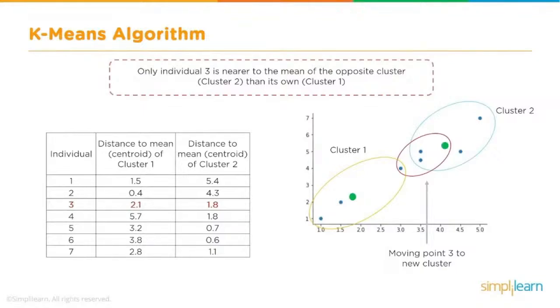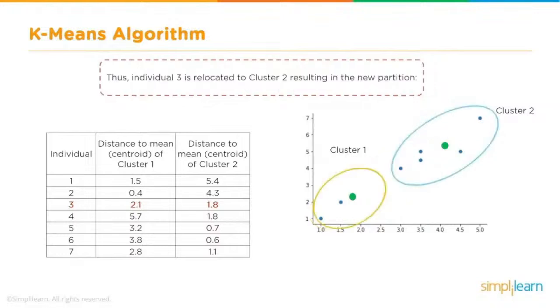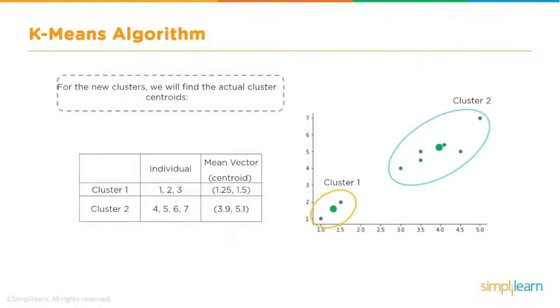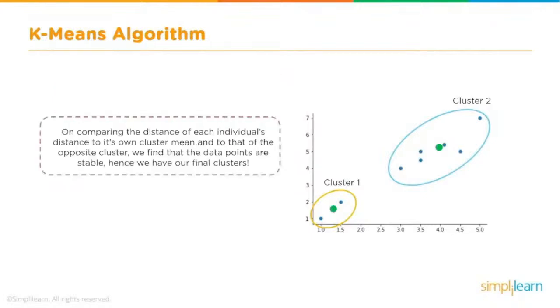So when we've moved the centroids of the clusters over, one of the points shifted to the other cluster because it's closer to that group of individuals. Thus, individual 3 is relocated to cluster 2, resulting in a new partition. And we regenerate all those numbers of how close they are to the different clusters. For the new clusters, we will find the actual cluster centroids. So now we move the centroids over, and you can see that we've now formed 2 very distinct clusters on here. On comparing each individual's distance to its own cluster mean and to that of the opposite cluster, we find that the data points are stable, hence we have our final clusters.